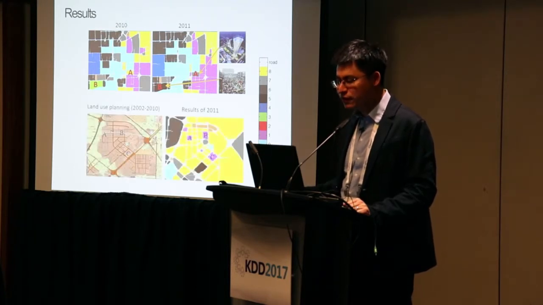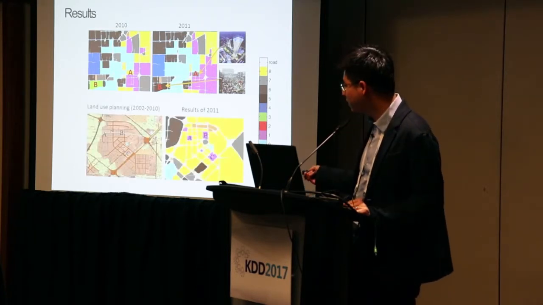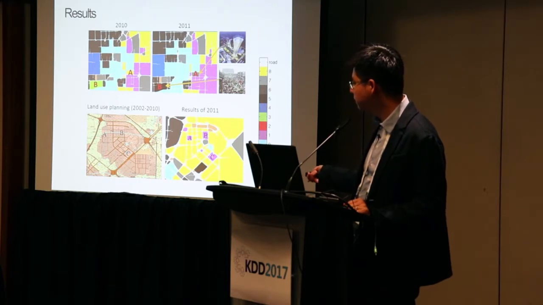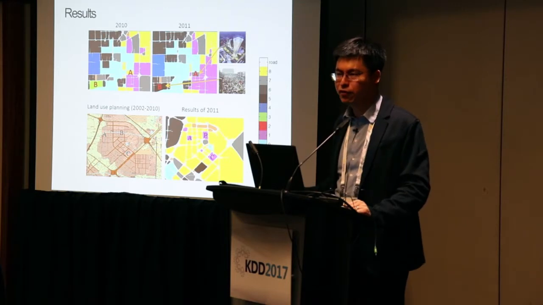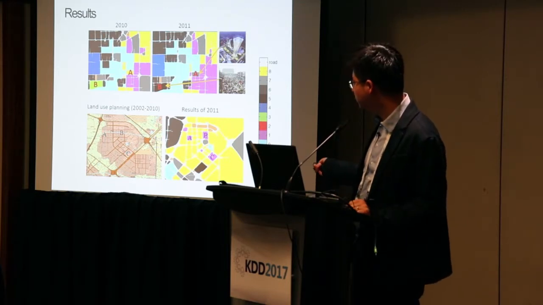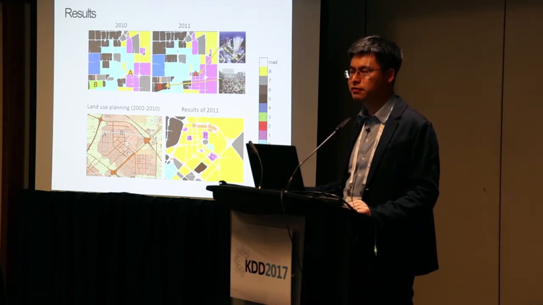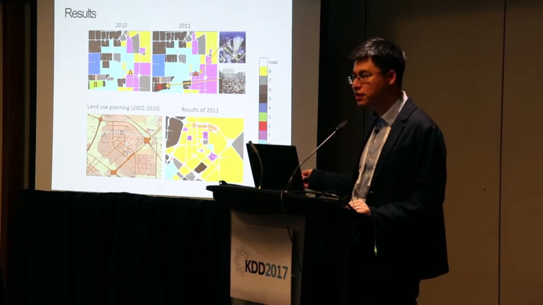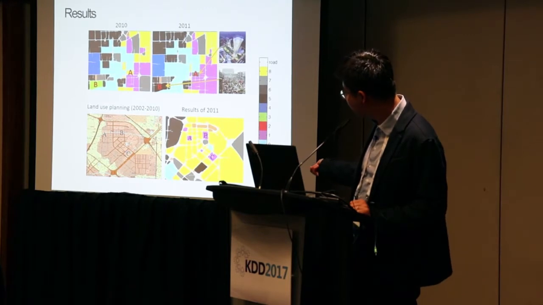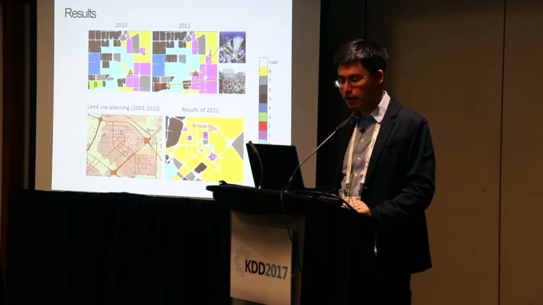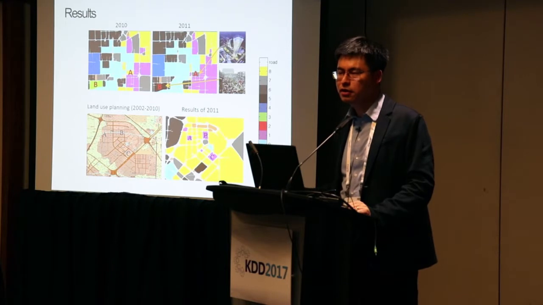And also we can compare the results of the Wangjing area against its land use planning. This region, Wangjing, is planned for residential area, and our prediction is almost yellow, meaning emerging residential area, which is true. But we also see some purple places, which indicate emerging commercial area.